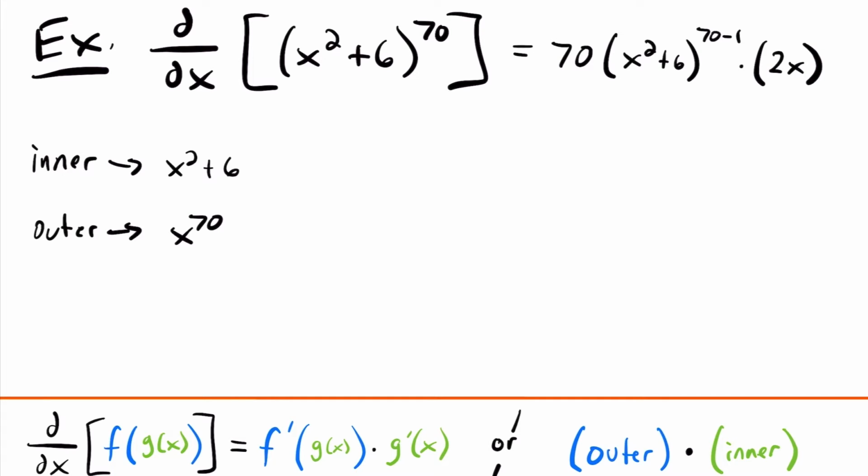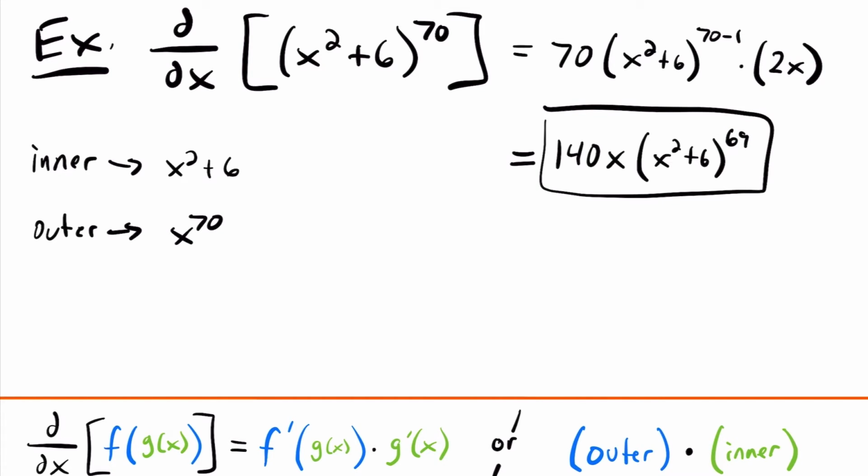All right, and now we're ready to simplify our answer, and we will have that this is equal to 2 times 70, so we'll have 140, and then I'll bring this x out front. We'll have 140x, and then it's going to be multiplied by this quantity, x squared plus 6, to the 69th power, because 70 minus 1 is 69. Nice. All right, so that is the answer to this derivative in this case. Let's look at another example.